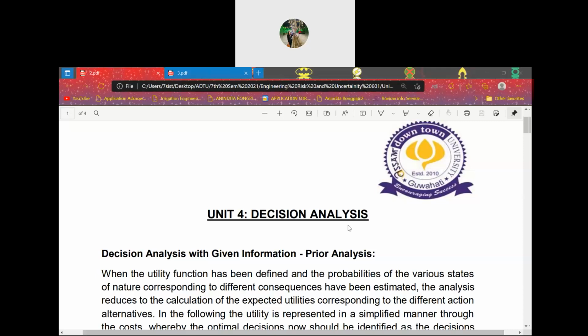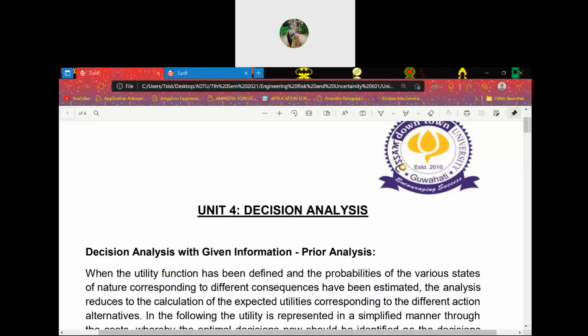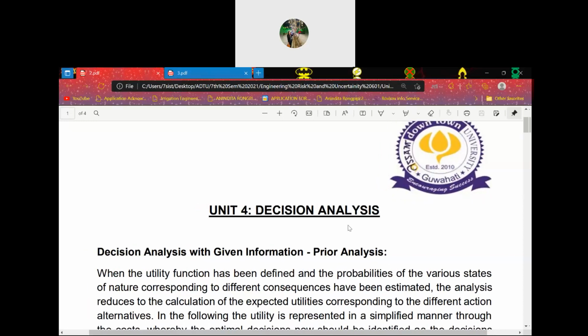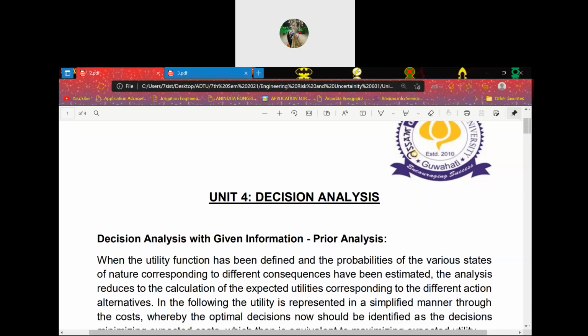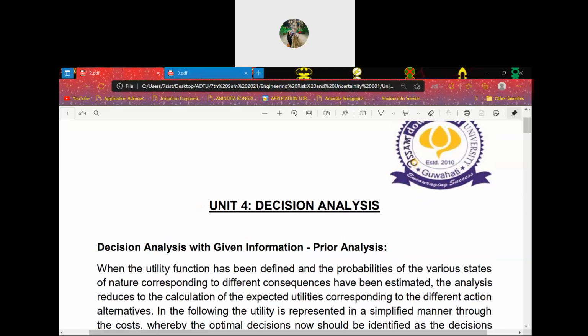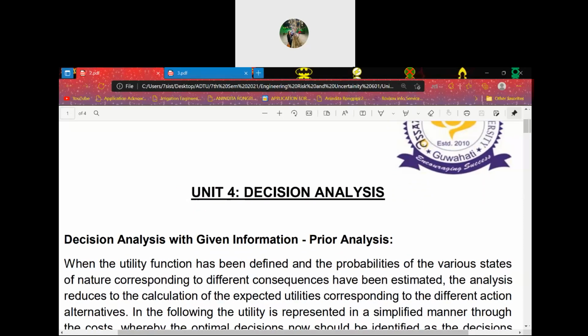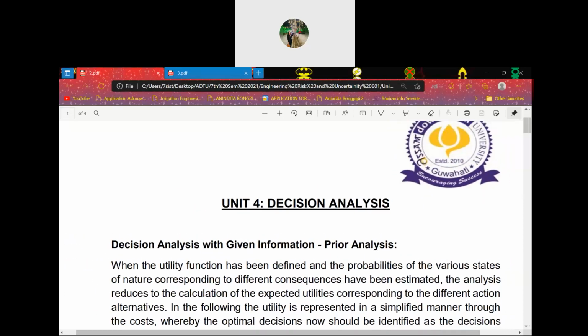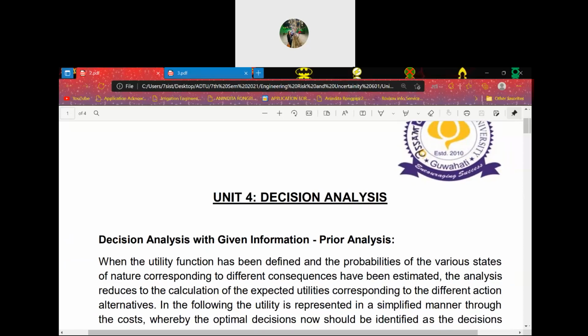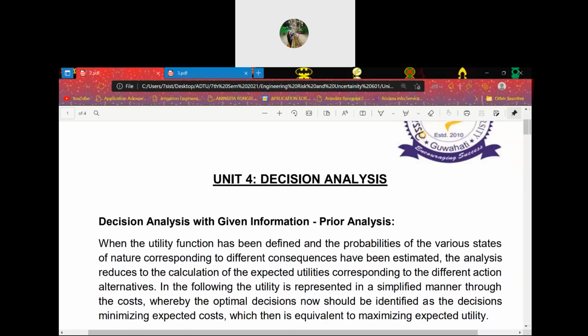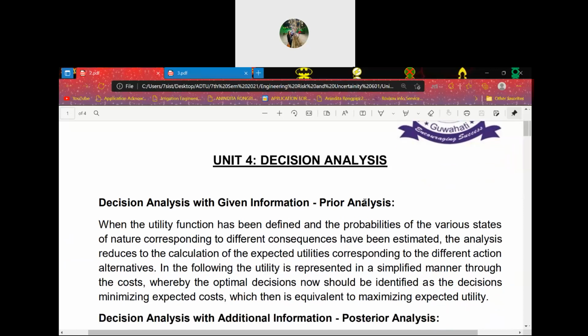When the utility function has been defined and the probabilities of the various states of nature corresponding to different consequences or results have been estimated, the analysis reduces to the calculation of the expected utilities which correspond to different actions or alternatives. In the following, the utility is represented in a simplified manner through the cost, whereby the optimal decisions should be identified as the decisions minimizing expected cost.